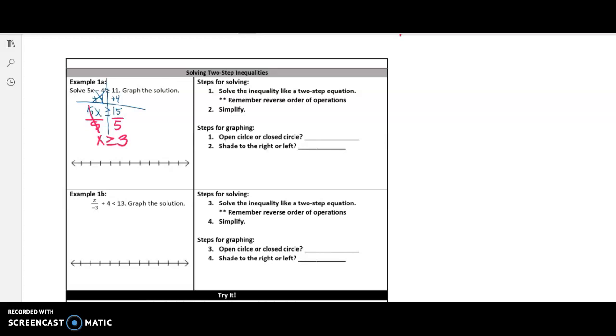So since there's a greater than or equal to sign, it is going to be a closed circle. And it is going to the right because we want everything above 3. So closed circle above 3.